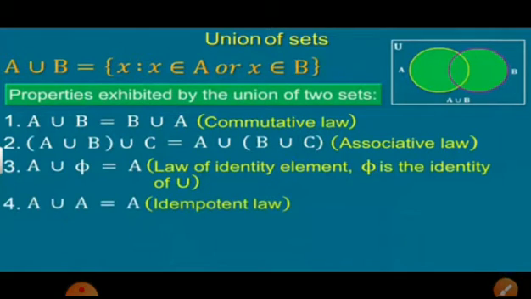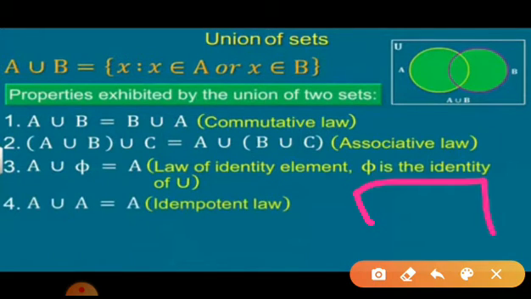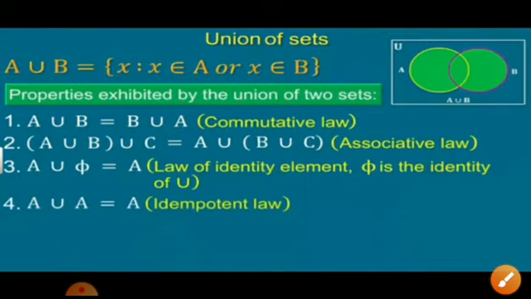Next, A union A is always A. This is the universal set. This is my A. A union A means this set itself. So it will be always equal to A. And this property is called idempotent law.